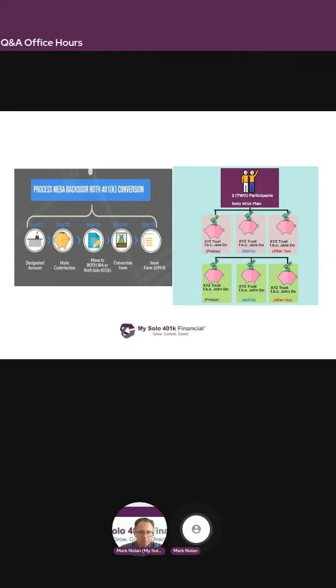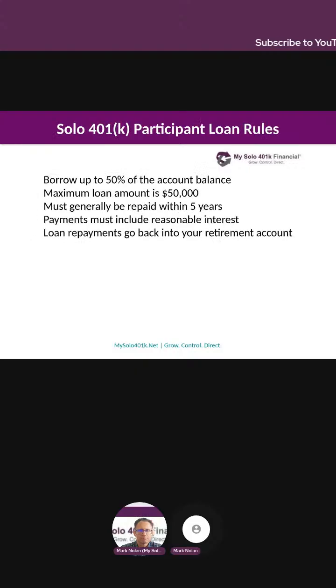Let me get back to my prior slide here. Let's talk about the solo 401k participant loan terms. So the loan is generally repaid within a 5-year period. So the payments consist of principal and interest. They're scheduled payments, monthly, quarterly, over a 5-year period. And when you borrow from the plan, there's no credit check because you're borrowing from your own 401k funds.